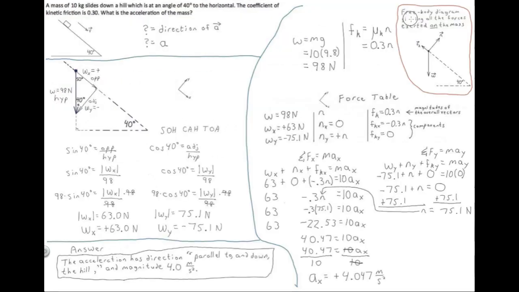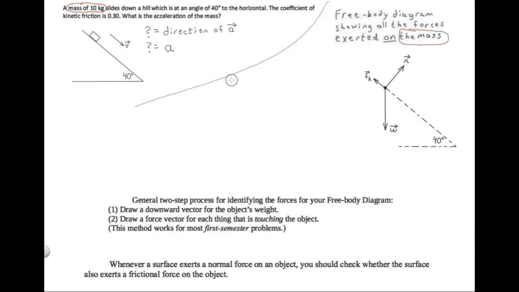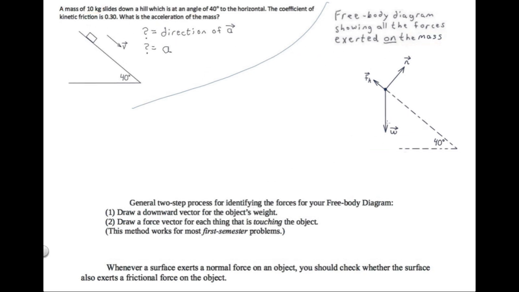Now let's work on the free body diagram. The problem mentions the mass of an object which is referred to as the mass. And that's a clue that our free body diagram should focus on that object which is referred to as the mass. First, we identify the object's weight. And then we ask, what is touching this mass?